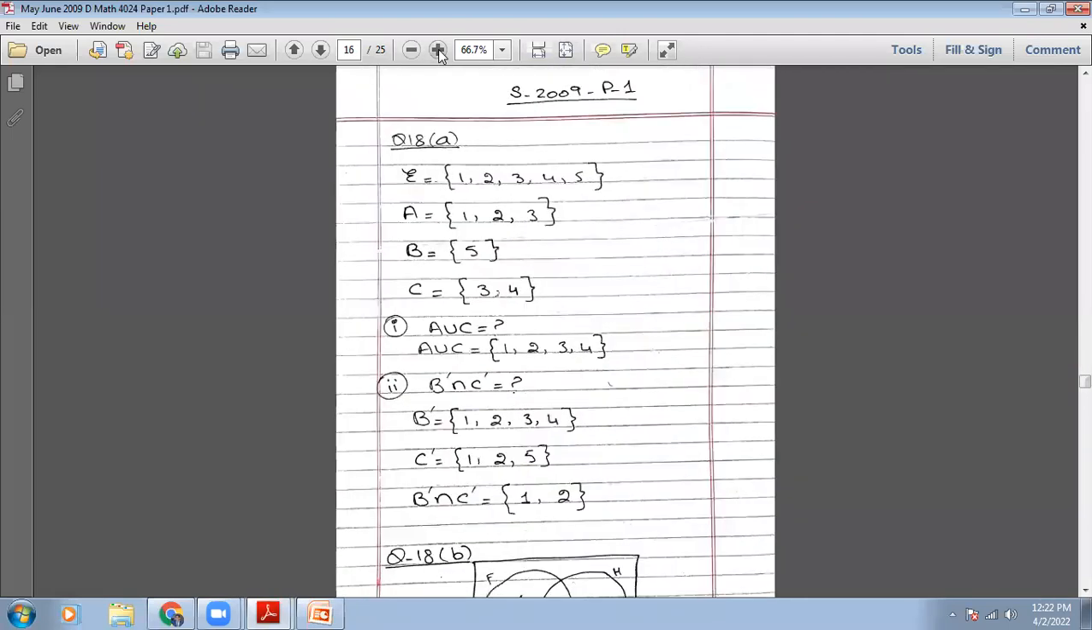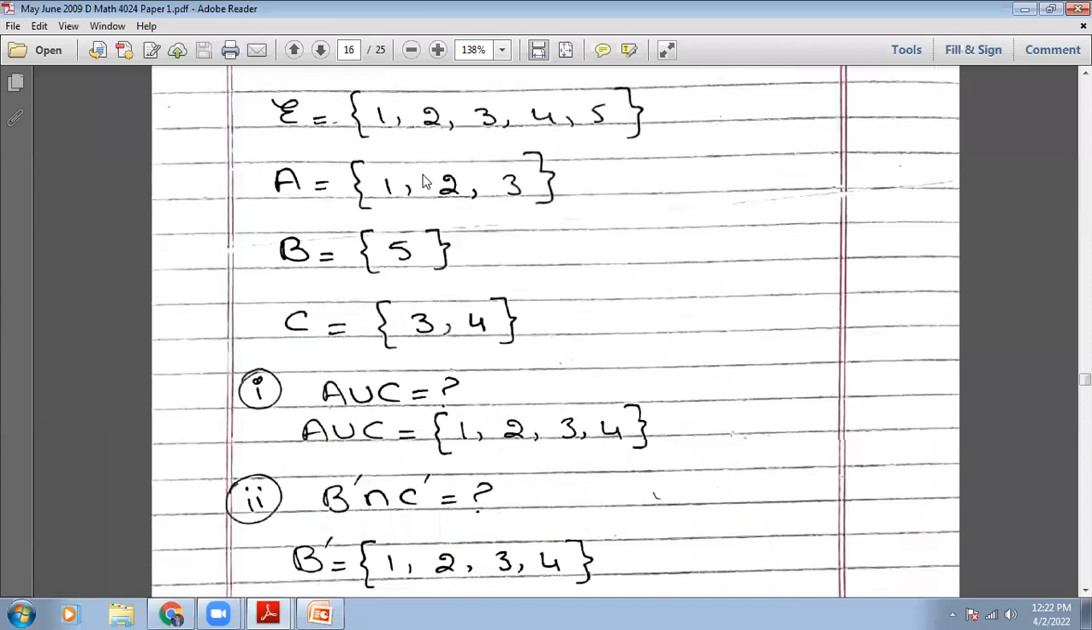So here we go. A union C will be basically, we will write A and C both, but we do not repeat any member. So 1, 2, 3, and 4. So we write all the members which are in A and C, but we do not repeat them. So it will be 1, 2, 3, 4. So A union C. Then their question is find the B complement intersection the C complement.